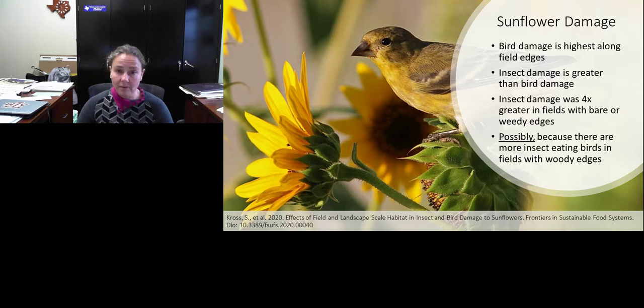And what they found was the bird damage was highest along field edges. Insect damage is greater than bird damage overall. Insect damage was 4 times greater in fields with bare or weedy edges, and possibly this could be because there are more insect-eating birds in the fields with woody edges. So similar to the 2 subsequent research studies, the environment surrounding the growing areas is perhaps shifting the population of birds.